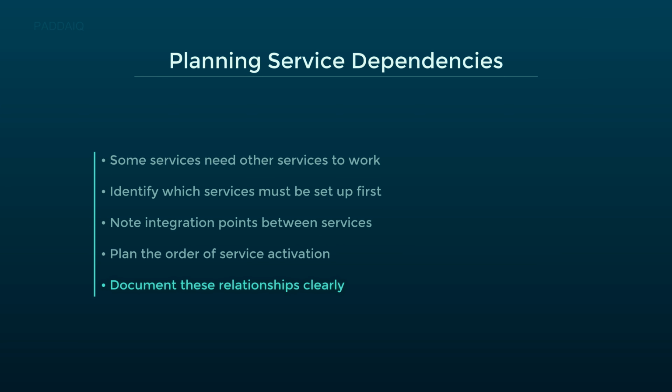Document these relationships clearly. This means creating a simple map showing which services rely on others to function. For instance, if your application uses the SAP HANA Cloud Database, you must note that the app depends on this database service being active. This clarity prevents unexpected failures and ensures smooth operations.